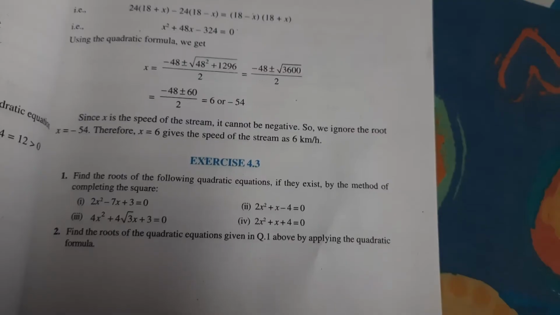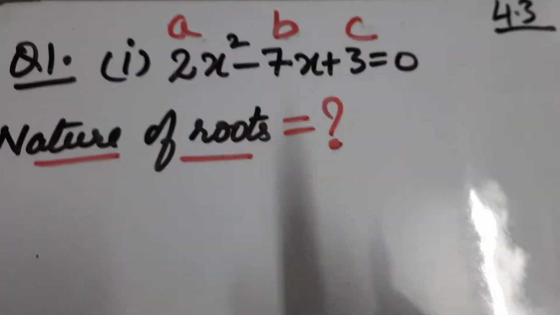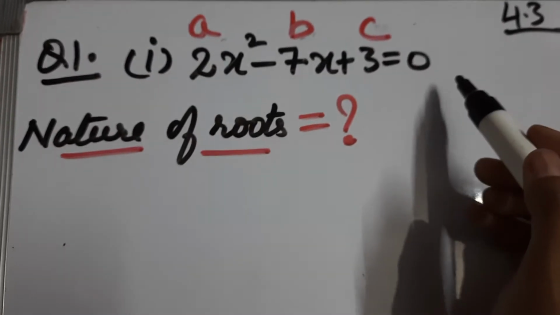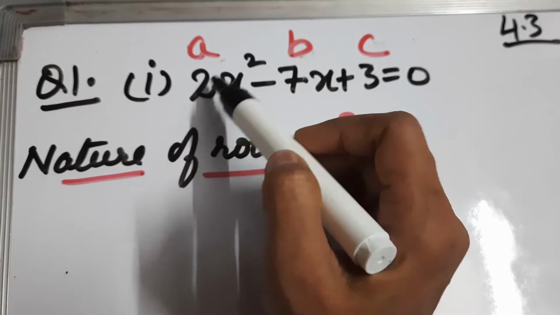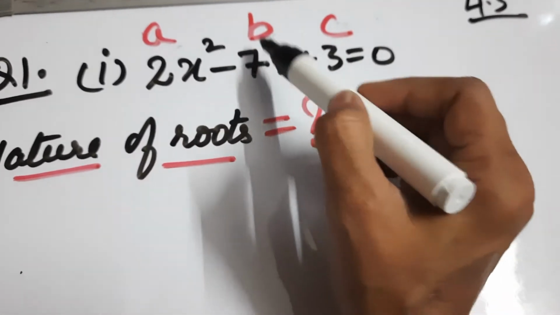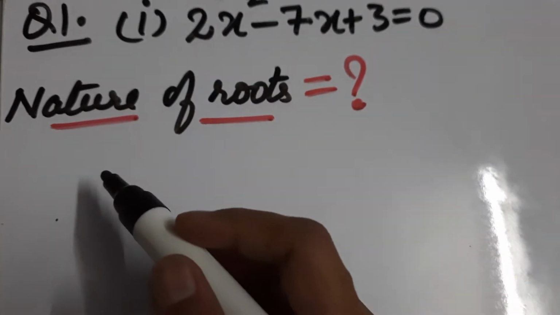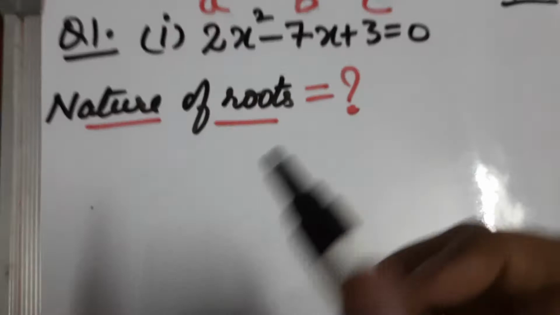So let's start. Let us write down the first equation, 2x square minus 7x plus 3 is equal to 0. Let us mark a, b and c. A is 2, b is minus 7, we will take it with the sign, c is 3. So first of all we have to check whether they exist or not by finding the nature of roots.